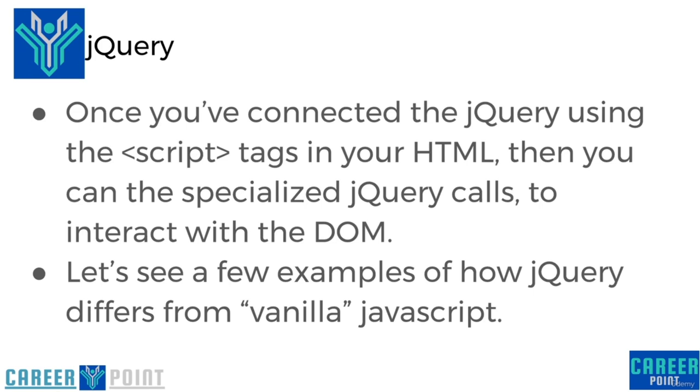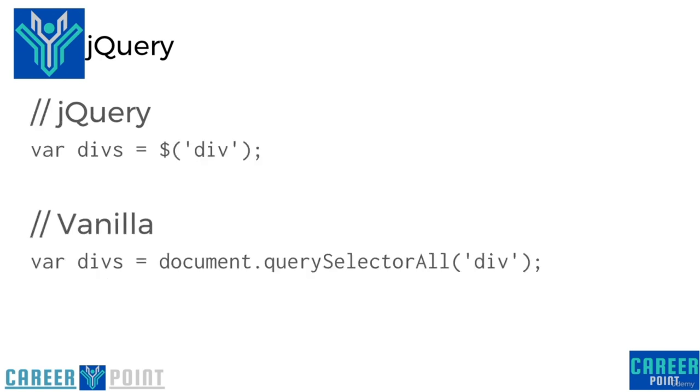And let me show you a few examples of how jQuery differs from vanilla JavaScript. So on top, we have what a jQuery call looks like, and on the bottom, we have what vanilla JavaScript looks like. Here you can see that we basically replaced the document.querySelectorAll call in normal JavaScript with a single dollar sign. And here, both of these jQuery and vanilla JavaScript calls are grabbing all the elements that are under a div tag. And hopefully, just from this clear example, you can see that you're going to save a lot of typing and a lot of work with the simple dollar sign command that jQuery has.